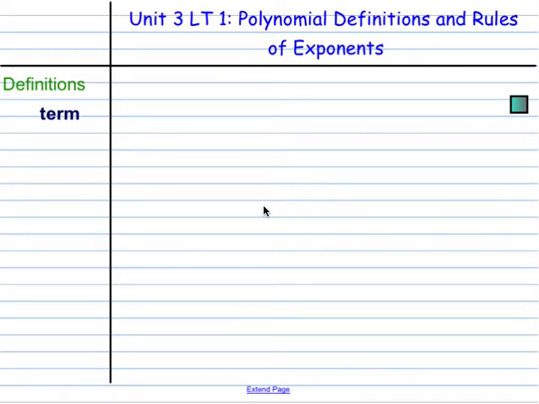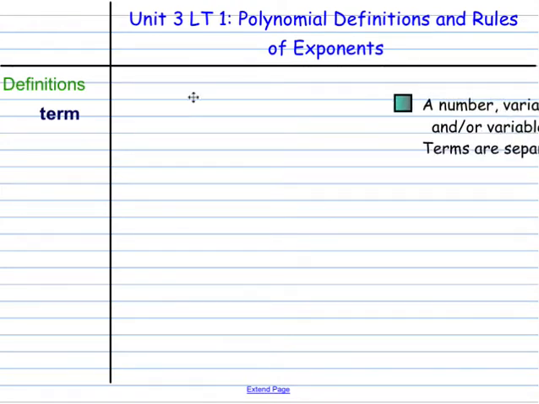Of Unit 3. So today we're just going to start by going over some general polynomial definitions. This is going to be a decent amount of writing, but you do want to have it written down because you're going to have to reference it later on. So make sure you have it written down, especially for your homework.